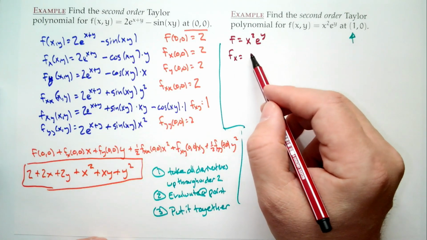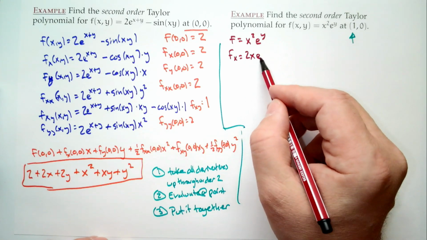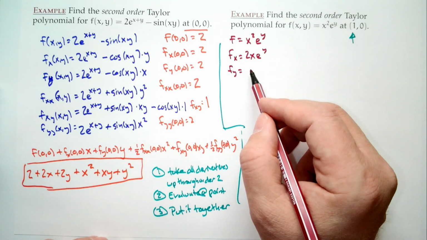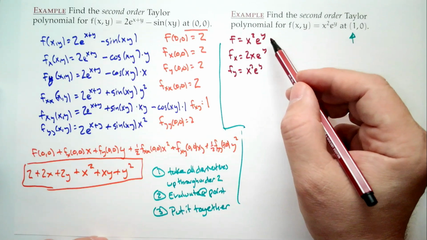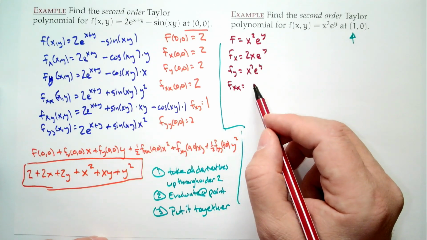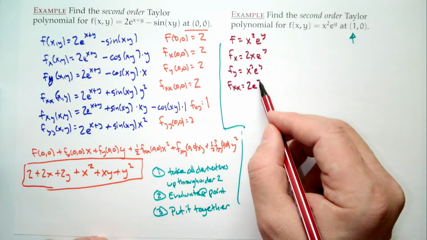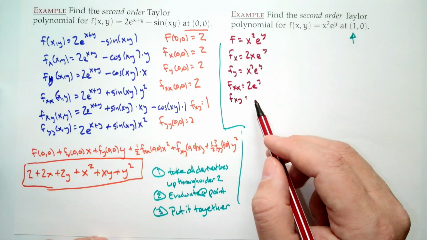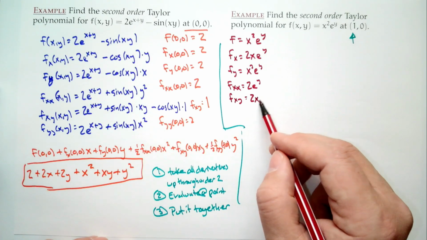f sub x, what's that? 2x e to the y. f sub y, x squared e to the y. So remember f sub y, you go back to f. fxx is 2 e to the y. fxy is 2x e to the y.